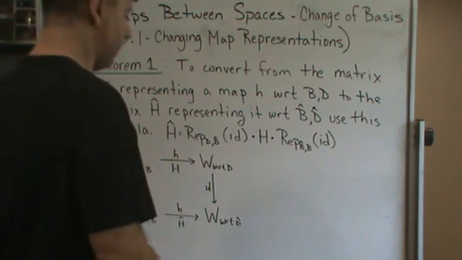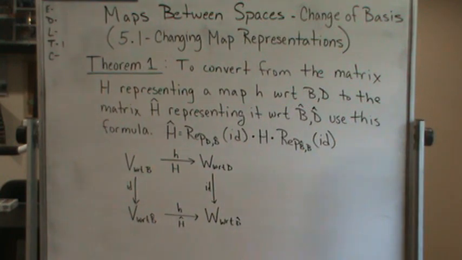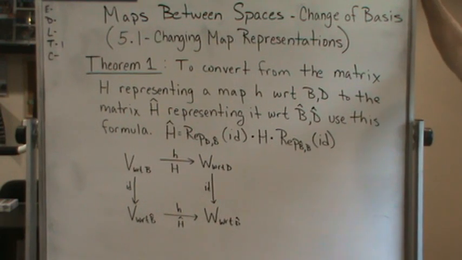Okay, so now we're going to start the last subsection of this chapter, and it's going to be covering changing map representations. We're going to start with this theorem, and we're not going to give a proof because it's going to be evident from the diagram given.